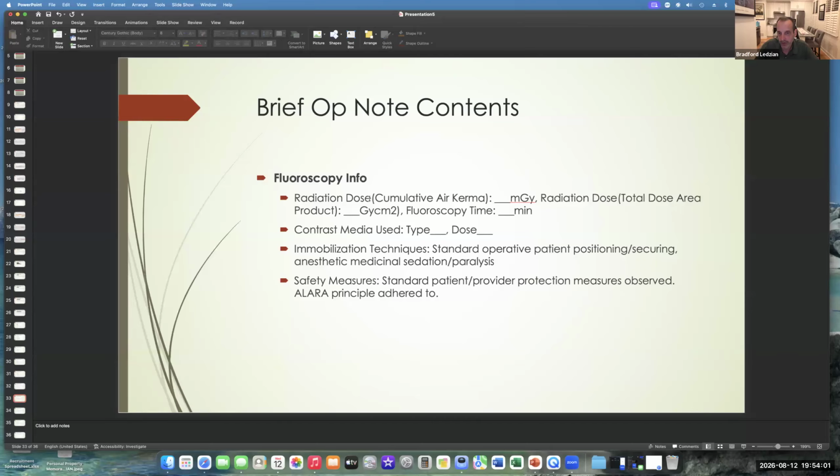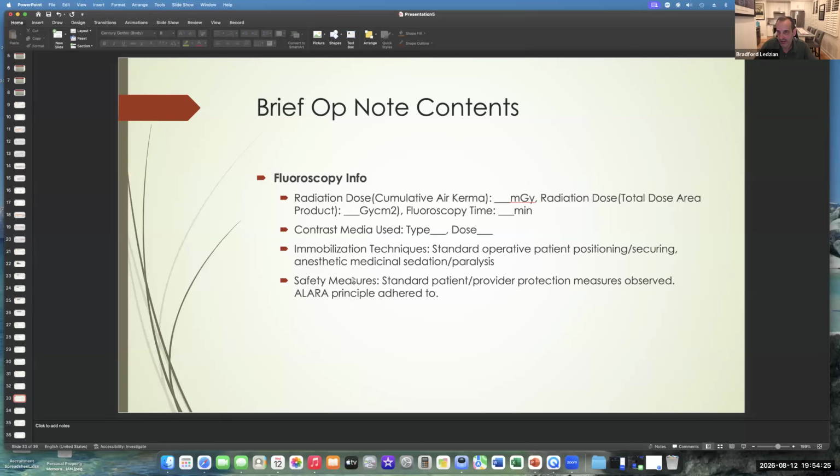You have to have your cumulative radiation dose. And then there is the dose that is released by the machine, and then there's the dose that the patient's body sees, right? So you need both. You need the fluoroscopy time. If contrast media was used, you need to know what type and what dose, right? And then you have to comment every time on immobilization techniques and safety measures that were used.